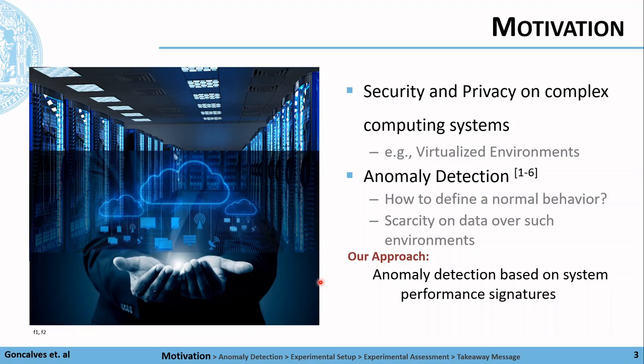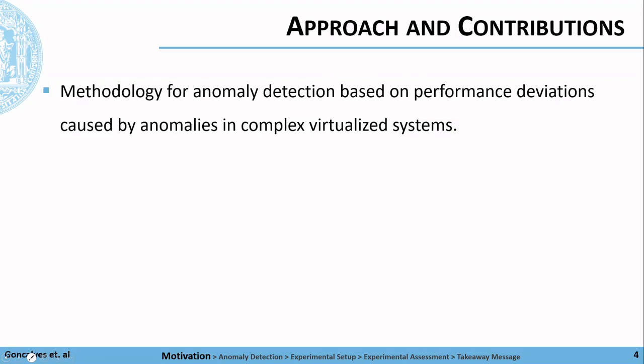So we focus on anomaly detection approaches based on system performance signatures. In this work, we propose a methodology for anomaly detection based on performance deviations caused by anomalies in complex virtualized systems. In particular, we use performance signatures that have the potential of detecting zero-day attacks and do not require detailed knowledge of the attack history.